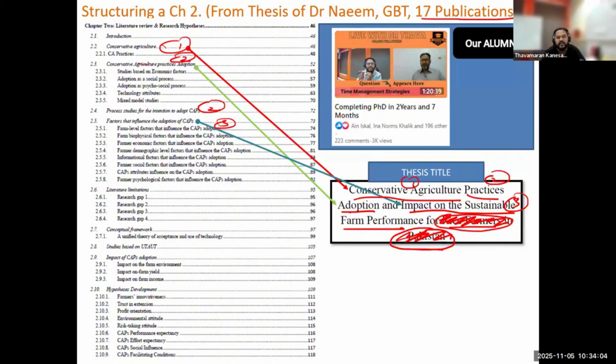Why are you doing this? Examiner will ask you why. Why are you doing conservative agriculture practice adoption, impact on sustainable farm performance, for whom? For sustainability, impact on farm performance, for whom? Why? So that's why we don't talk about this entirely in chapter 2. We talk about it in chapter 1.